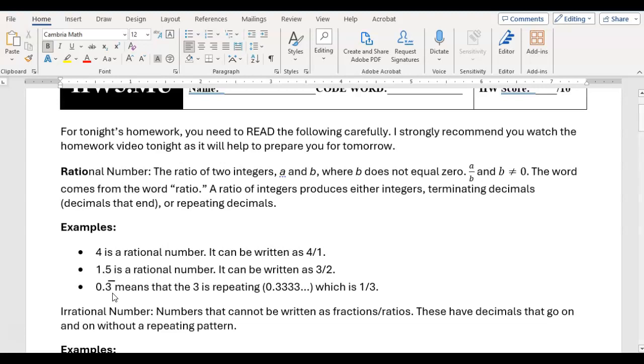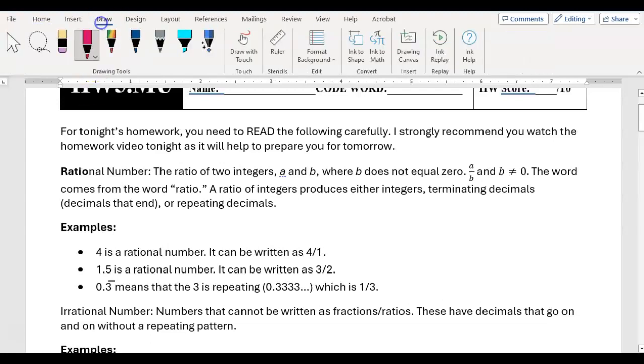So, a rational number, as we went over last week, is the ratio of two integers. And a ratio, remember, looks very much like a fraction. It's a comparison of one number to another, where those two integers are a and b, and b does not equal 0. The word rational comes from the word ratio, so that's why we say it's a rational number. It produces a ratio.